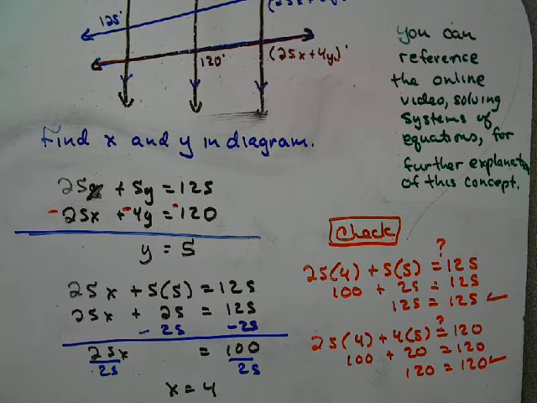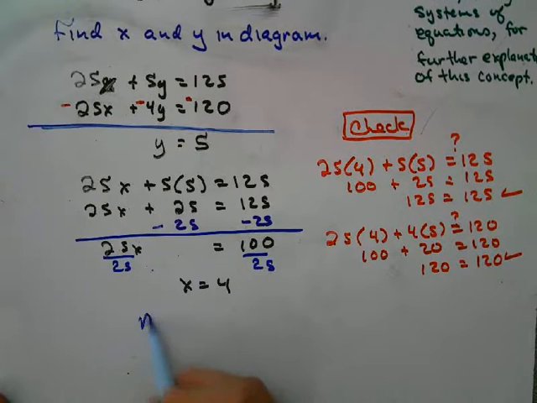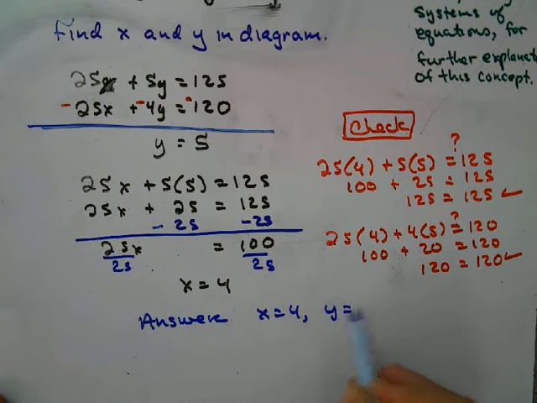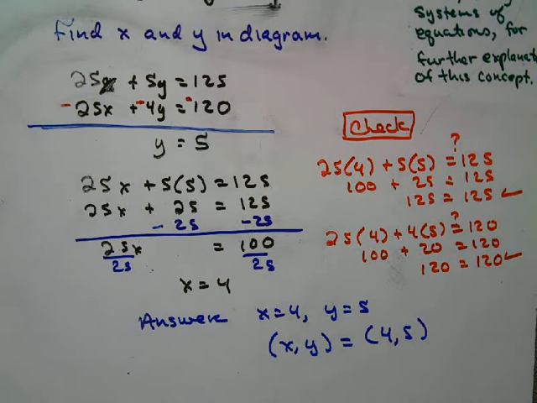You can write your answer as an ordered pair. So we'll write the answer is x equals 4, y equals 5. So you can think of it as x, y equals 4, 5. Okay, so there's your answer. You can write it this way or this way, and the video explains the y on this way.